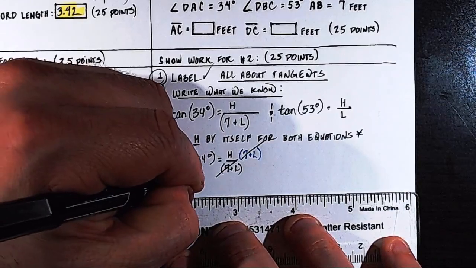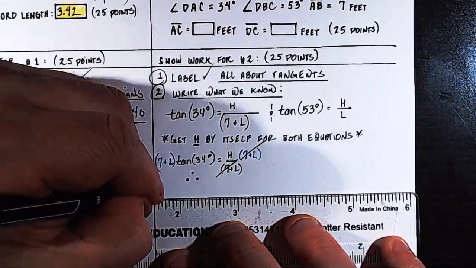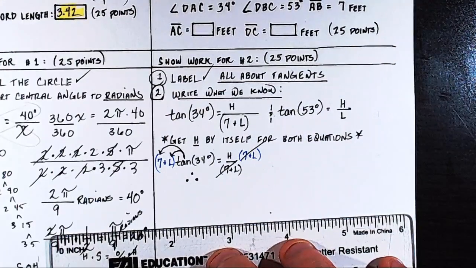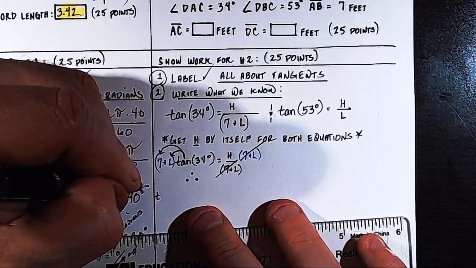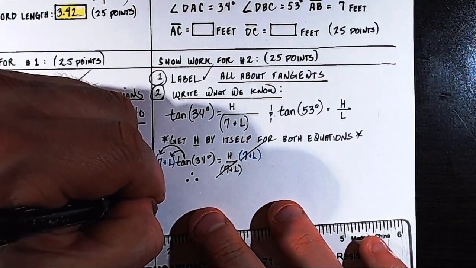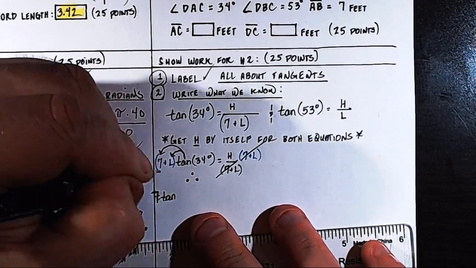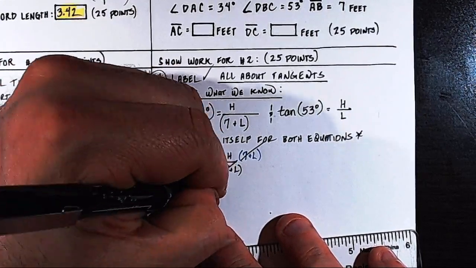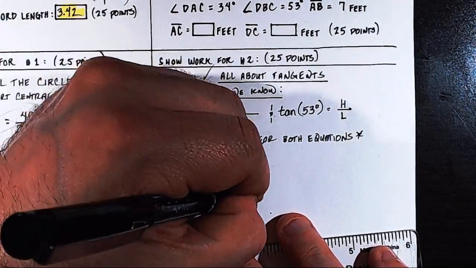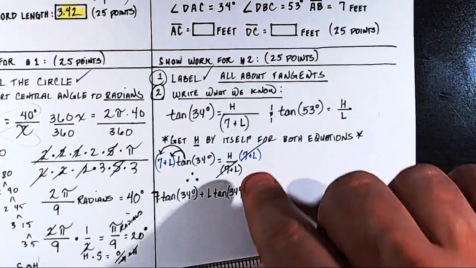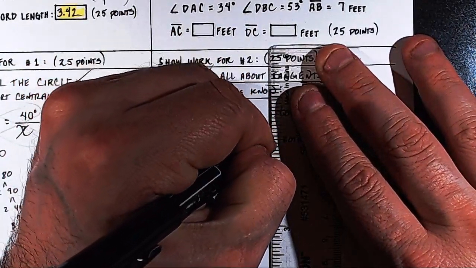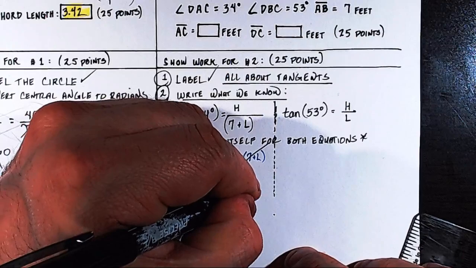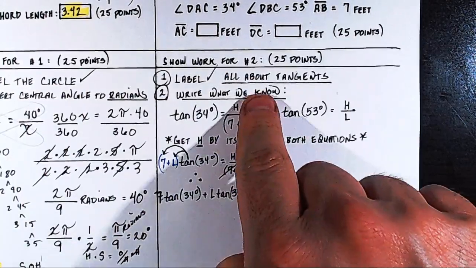So therefore, these little dots mean therefore. You've got now the distributive property. Tan of 34 gets distributed to the 7 and to the L. So you have 7 times tan of 34 degrees plus L times tan of 34 degrees equals h. So that was half of this. Now we're going to deal with this one over here. We've got h by itself. That's what we wanted. We got that for this one. Good. Now I'll do the same thing here.